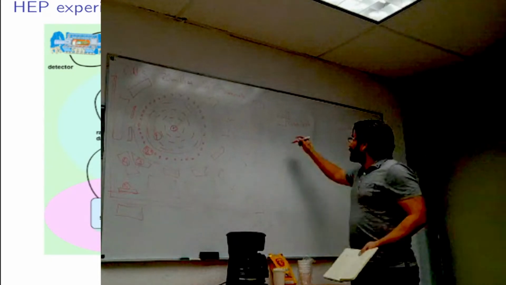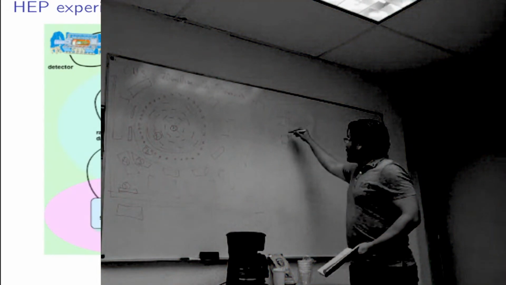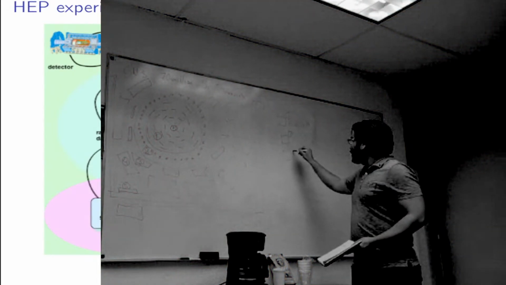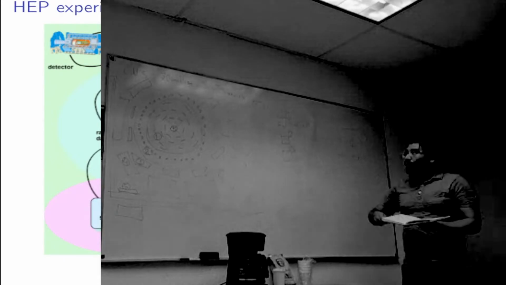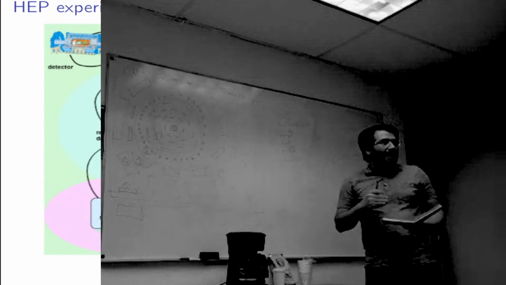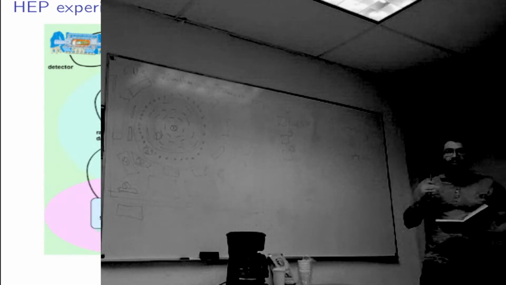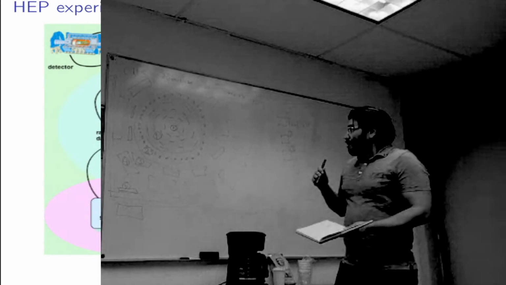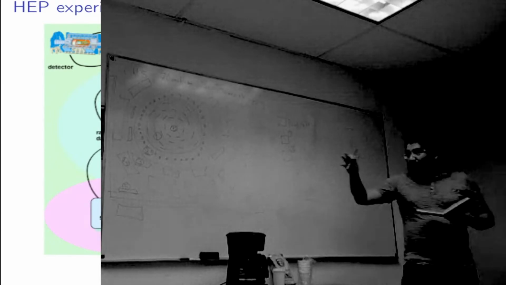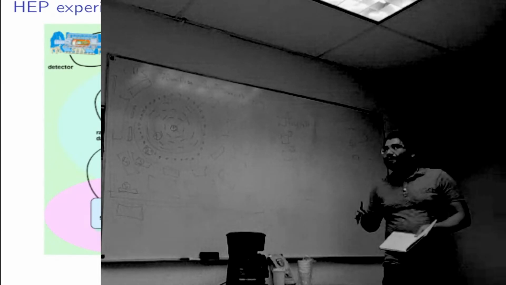So each of these has its own ad hoc electronics, and not all of them function at the same rate. So you have to adapt to the slower rate, of course.